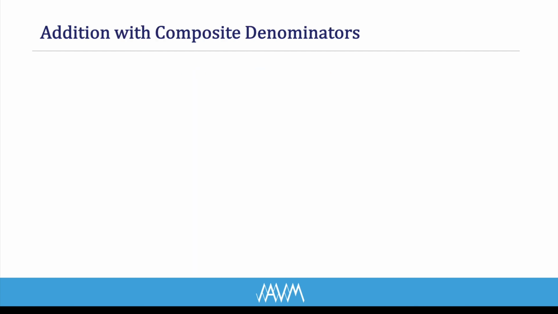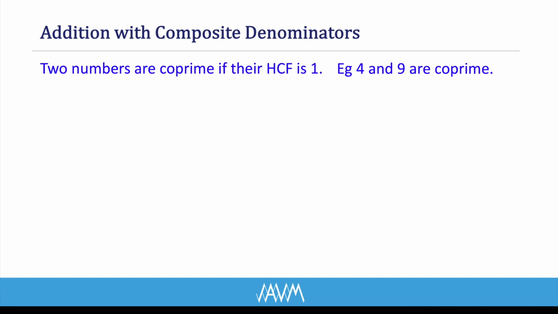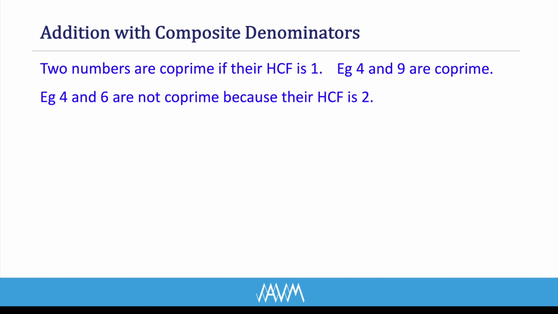Addition with composite denominators. Two numbers are coprime if their highest common factor is 1, and in all the previous examples, the highest common factor of the denominators was 1, so those were coprime denominators. Example, 4 and 9 are coprime. 4 and 6 are not coprime because their highest common factor is 2. So 4 and 6 are called composite.